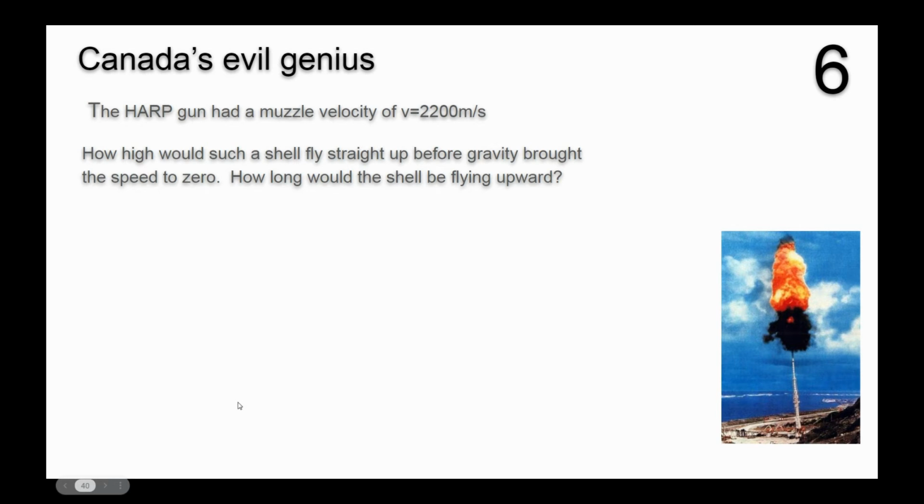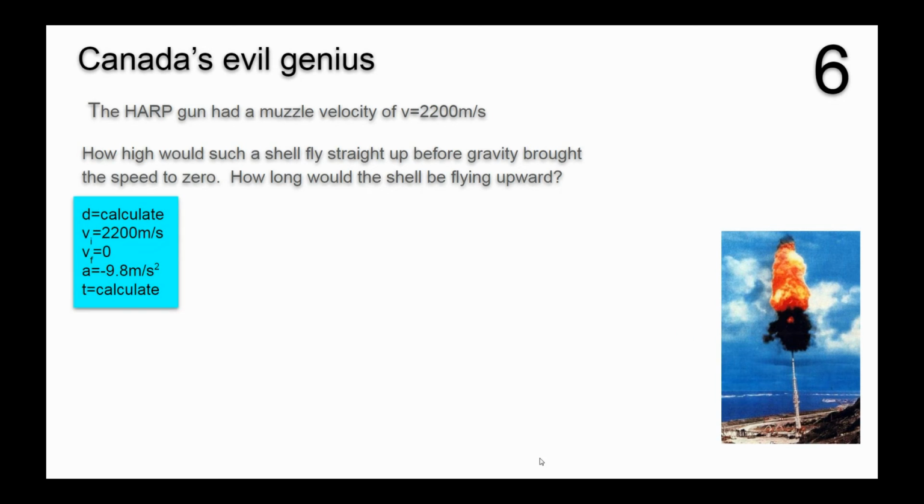Another one is the HARP gun. And this is the same problem now as the last two, but it's reversed. We're throwing it up. The gun is throwing the shell upwards at 2,200 meters a second. How far would such a shell fly? Well, it's the same problem, just going backwards. And once again, you have to realize you're being asked to calculate D, and T if necessary. I'm going to calculate both.